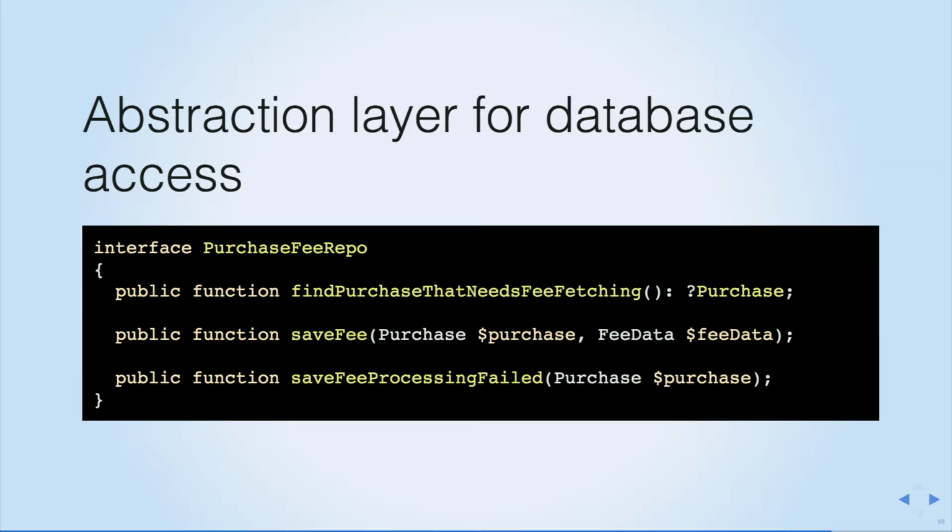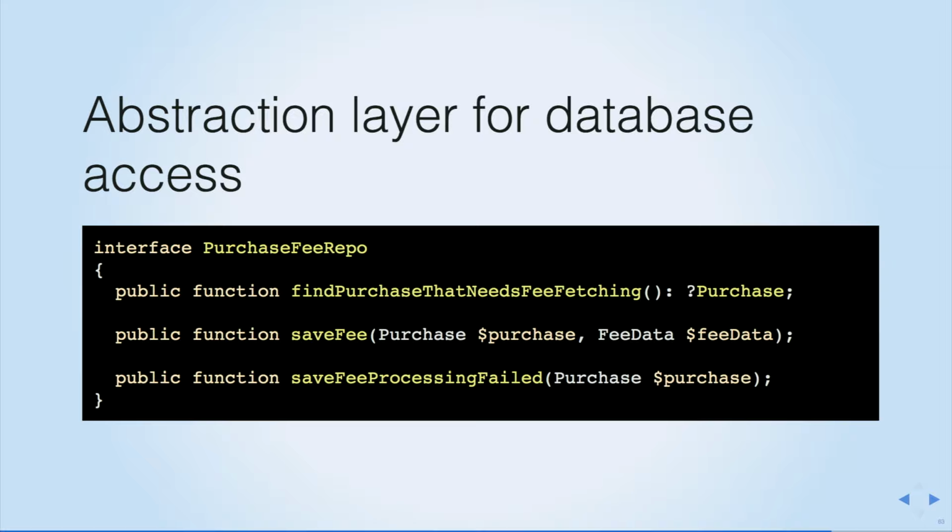So this is something I had to implement recently. We've got a system that has payments going through it, and we needed to add some code to update the purchase with the processing cost fees after the purchase had been finalized. So to do this, I created an interface that all it does is find purchases that need their fee fetching, and save the fee, or save that the fee processing failed.